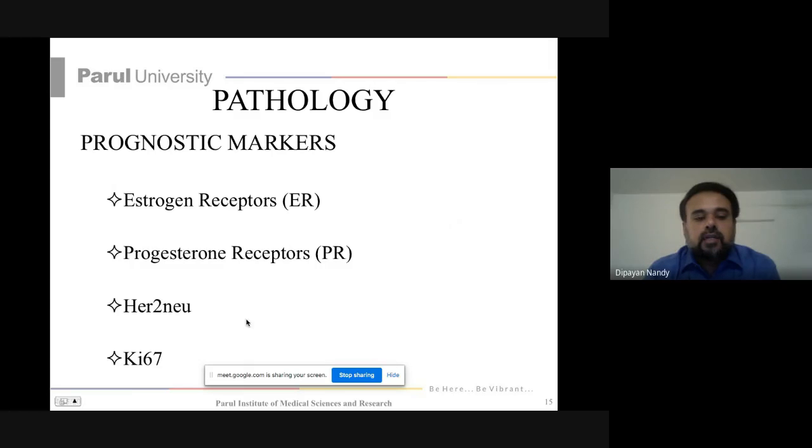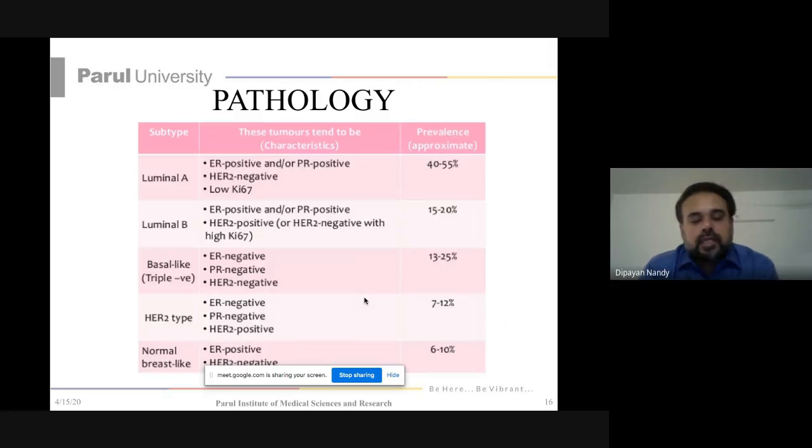Similarly, another marker is the HER2/neu. It's a receptor on the epithelial membrane, which you must have learned in pathology, which is usually seen to be expressed in most of the breast cancers. And depending on their expression, again, the pathology changes. As you can see in the next slide, there is a commonly used table which shows the various permutation combinations of these markers being positive or negative. And depending on that, the prognosis varies.